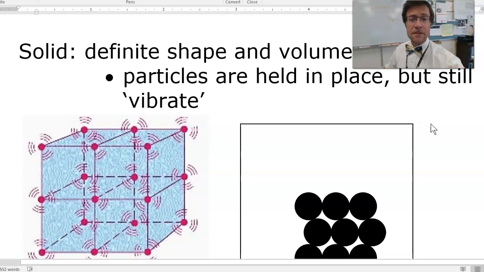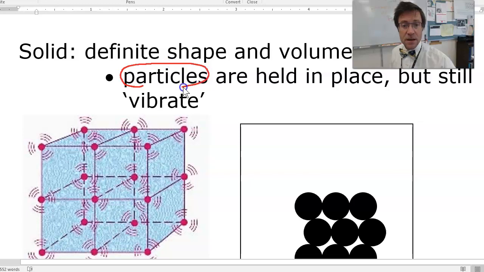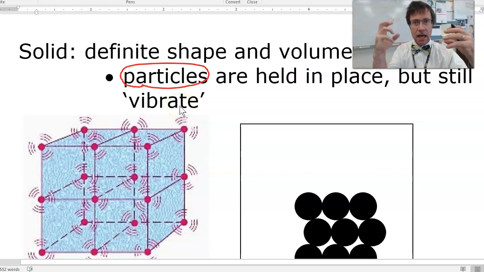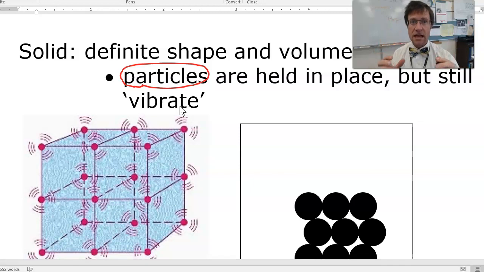Solid, it has definite shape and volume, but what I really want to hone in on and see that is different for us is that the particles, see, we are looking at everything from the perspective of particles in chemistry. The particles are held in place, but they still vibrate. They're kind of buzzing around. It's like the kinetic energy of everything. All matter has kinetic energy. All particles are constantly moving and buzzing and bouncing around.